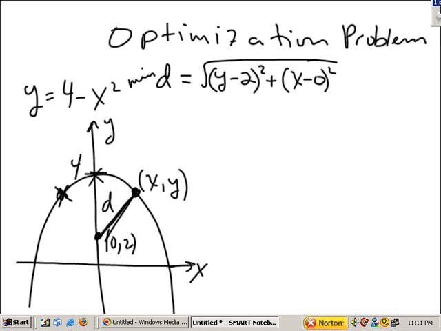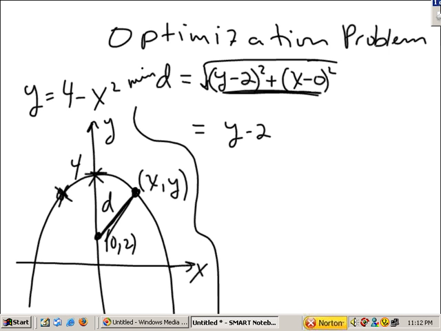Well, we could take the derivative of d and see where it equals 0. The thing is, d is something to the 1/2 power. The square root is the 1/2 power. The thing is that d is going to be the least when what's underneath the square root sign is the least. So might as well just minimize (y minus 2) squared plus, well, x minus 0 is just x squared. And we'll call that big D. We want to minimize capital D.